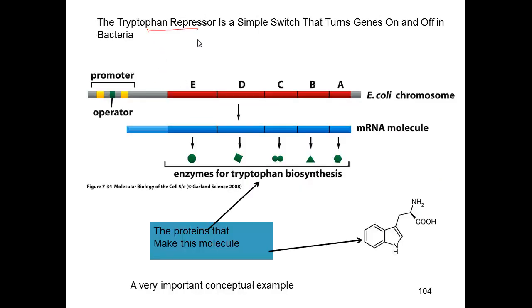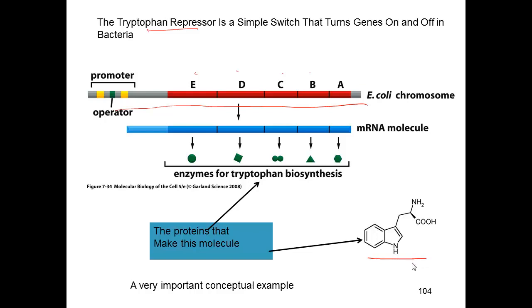Now, the tryptophan repressor is a protein that turns genes off in bacteria, and it was an example of negative feedback, which interferes with the repressor, which will shut the genes off. Now, the tryptophan repressor is the repressor protein that controls the tryptophan operon, which is five different genes all connected in a row, which are functionally related in an operon. They make five different proteins.